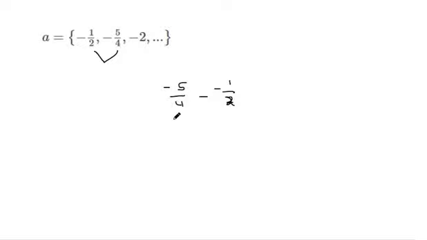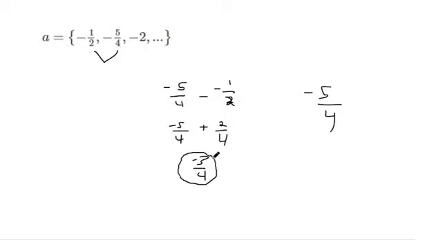So I need common denominators, and I can change that to an addition problem. So I'll multiply the top and the bottom by 2. So negative 5/4 plus 2/4 makes negative 3/4. So that's the difference. That's what's happening each time. If you take negative 1/2, and if you subtract 3/4 from it, and I'm using subtraction because it's negative, then you get negative 5/4. Look, let's test it out and see if I've got the correct common difference here.